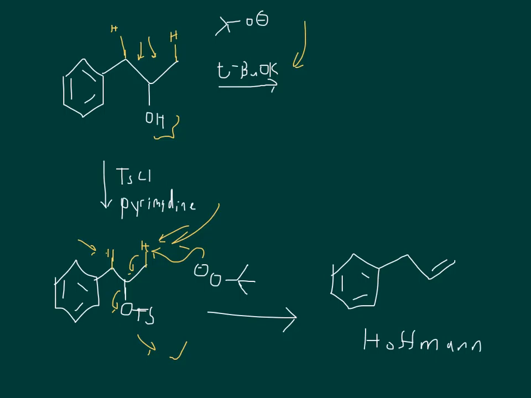Of course, we also get the other product because it's not specific, we're just getting a preference. So if I redraw this, if we were to abstract the other proton, we would have this product, which is the more substituted product, and that would be the Zaitsev product. And once again, we'll look at this more closely in one of our other videos.